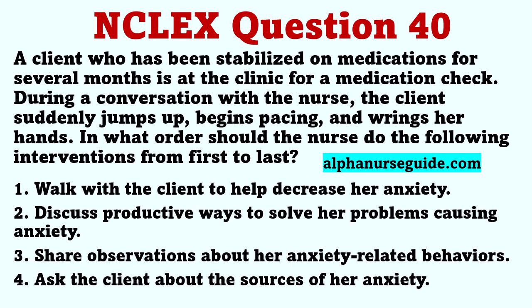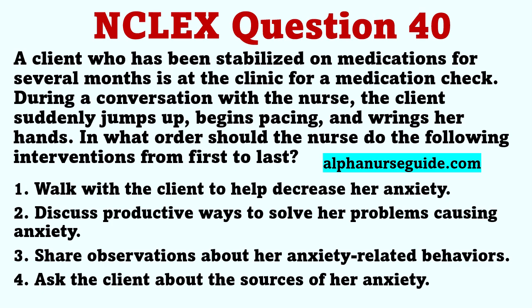A client who has been stabilized on medication for several months is at the clinic for a medication check. During conversation with a nurse, the client suddenly jumps up, begins pacing, and wrings her hands. In what order should the nurse do the following interventions from first to last? 1. Walk with the client to help decrease her anxiety. 2. Discuss productive ways to solve her problems causing anxiety. 3. Share observations about her anxiety-related behaviors. 4. Ask the client about the sources of her anxiety.